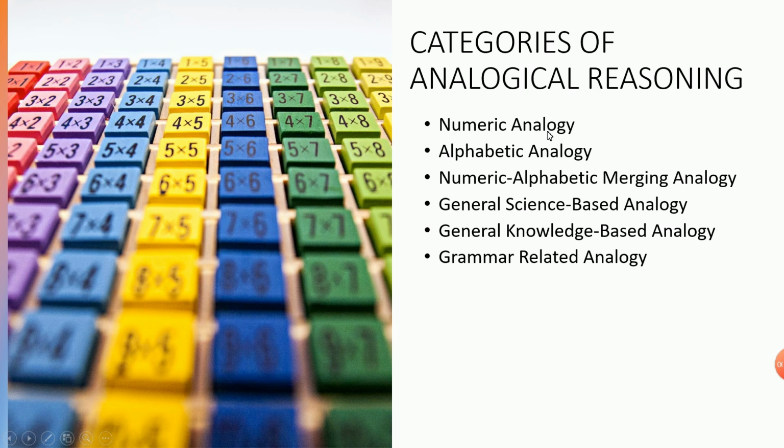So here we have numeric analogy, next alphabetical analogy, next numeric-alphabetic merging analogy, general science based analogy, general knowledge based analogy, grammar related analogy. I have given all the questions for each reasoning type. So when the slide's question pattern comes, I will explain how it is done. You might know, you have seen everything in the previous year question papers when you attended, but you just might not remember the exact name of it. So we will be seeing in the upcoming slides.